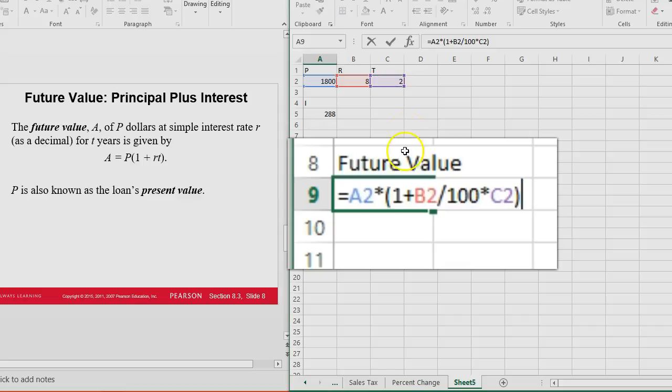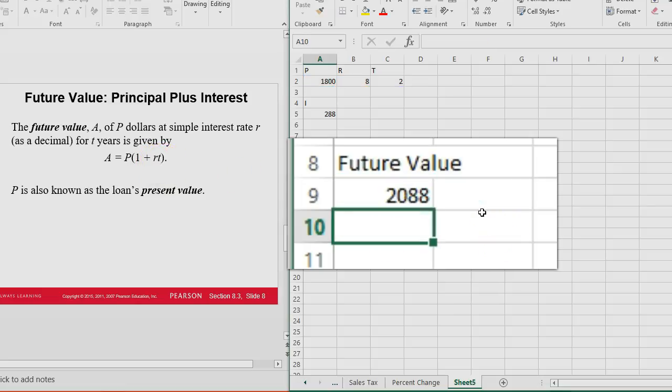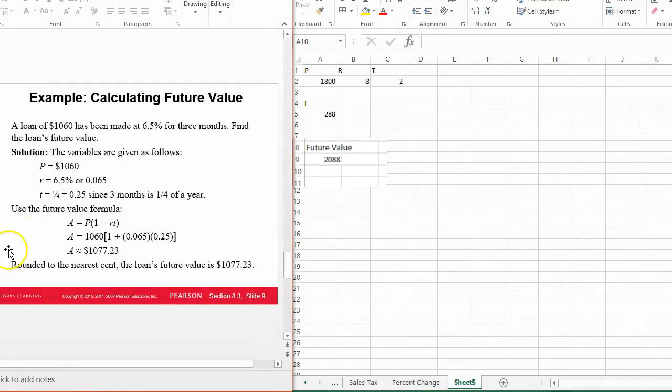Close that parentheses. Now notice this A2 is where the P was. Parentheses 1 plus R was B2. I divided by 100 to get a decimal. Times T. Alright, and then hit enter. And there's my future value of this thing. It's just the 1800 plus the 288. Alright, let's do a different one. Alright, a loan of 1,060.